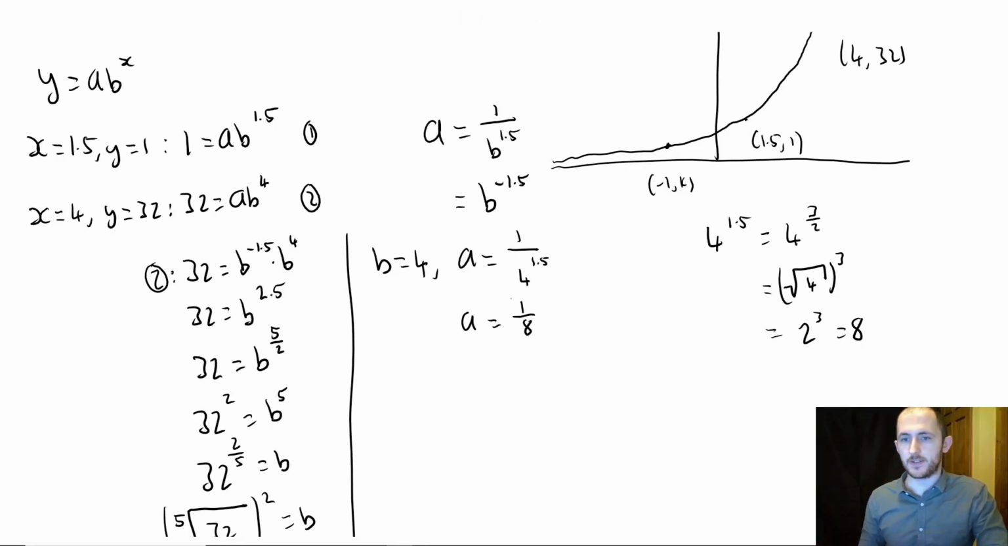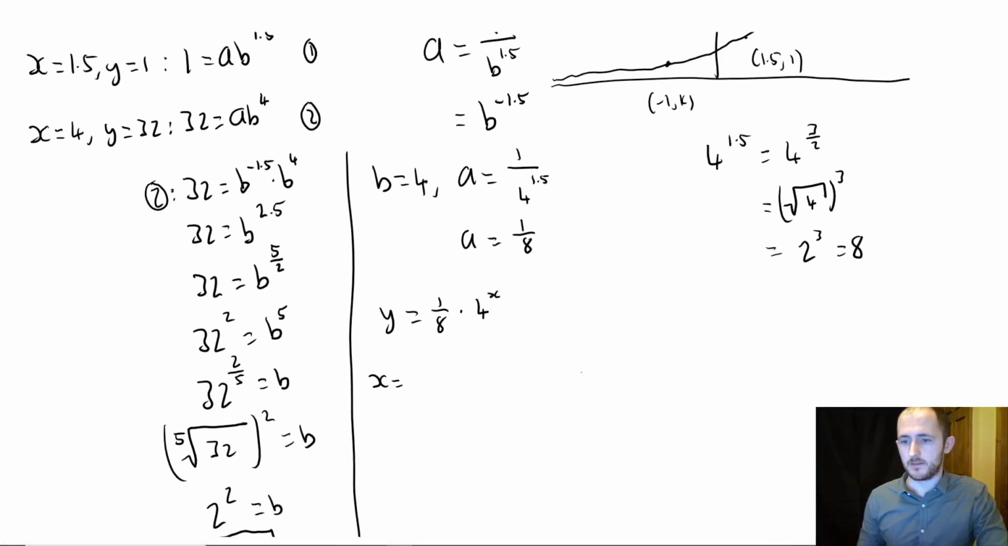Okay. So my equation now is y is equal to an eighth times 4 to the power of x. Then we're looking for the value of k. So when x is equal to minus 1, y is equal to k. So we have k is equal to 1 over 8 times 4 to the power of minus 1. So k is equal to 1 over 8 times 1 over 4. So k is equal to 1 over 32.